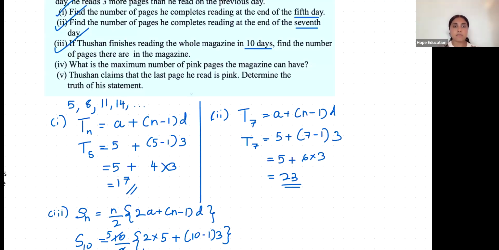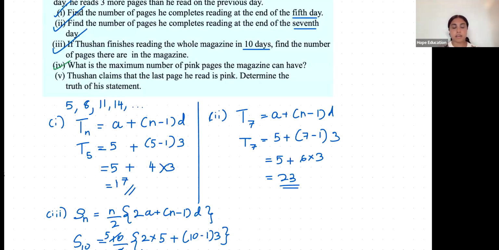Okay, Tushan claims that the last page he read is pink. Determine the truth of his statement. What do you think? You know it's true, right? Because 185 is a pink page. So, how do you write the answer here?